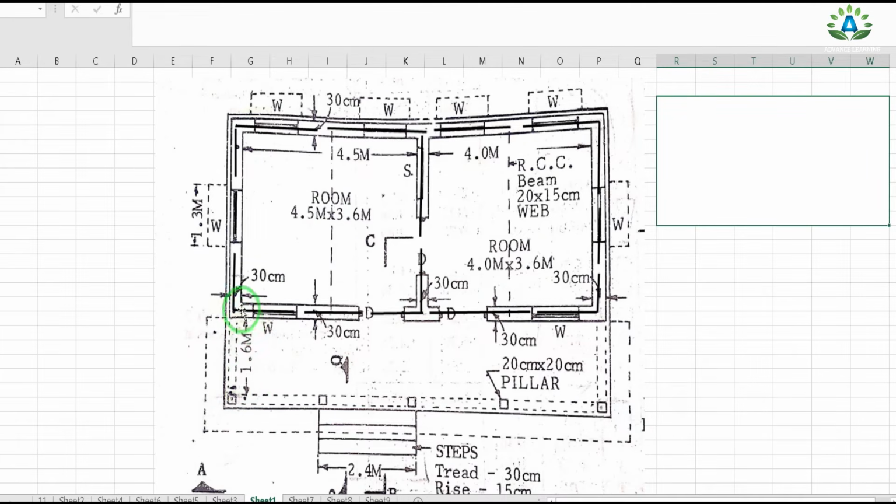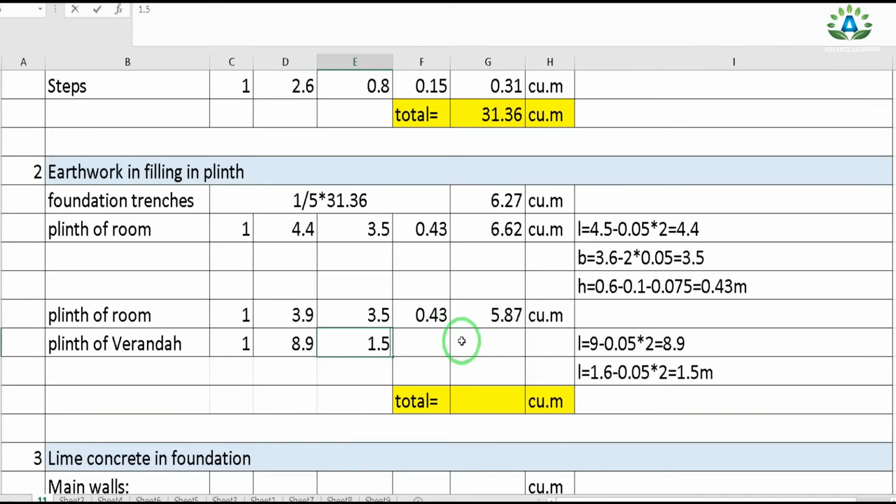That means we need to subtract 0.05 from this side as well as on this side. So I can write the width equals to 1.6 minus 0.05 and minus 0.05, and this height is same as above, that is 0.43, and we get our quantity 5.74.